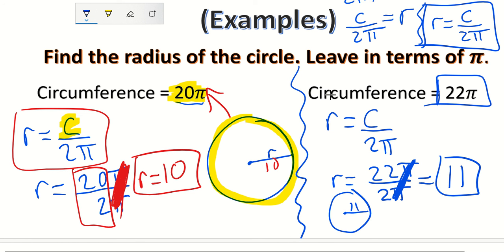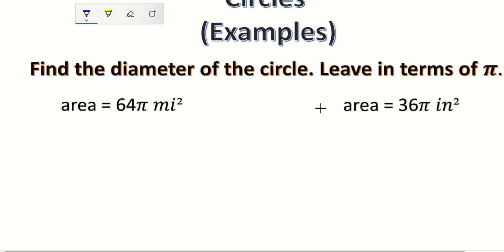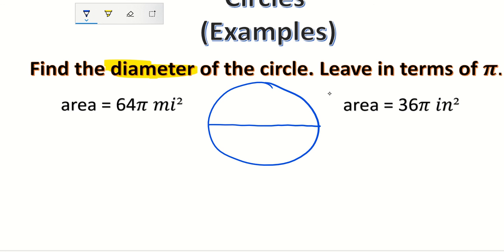Okay. Let's go ahead and work out, I think these are the last examples, and they want us to find the diameter. So first of all, what is the diameter? The diameter is the line that goes from side to side and that goes through the center. So they want us to find the diameter for this circle, and they're giving us the area. They're actually giving us the inside. They want us to find the diameter.